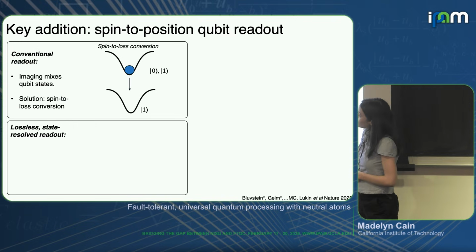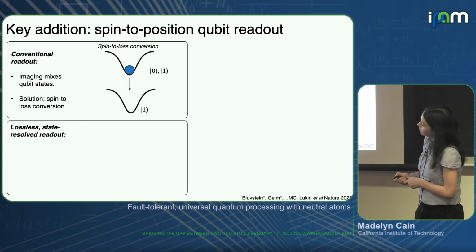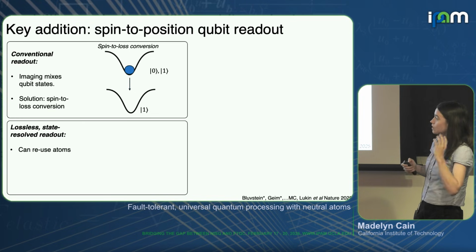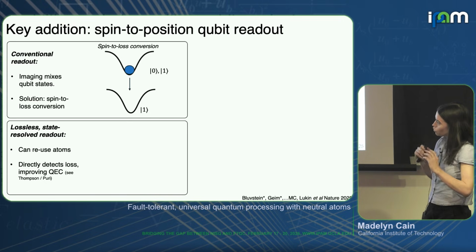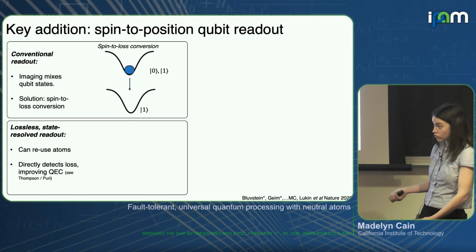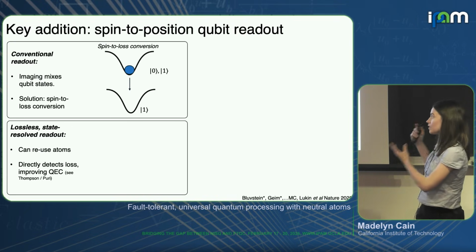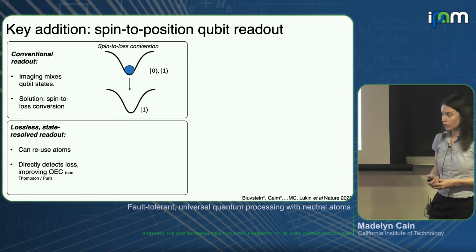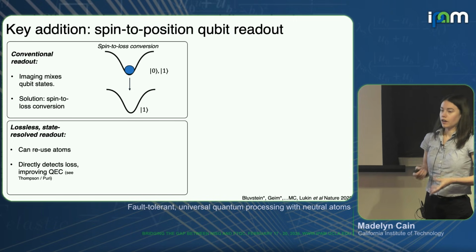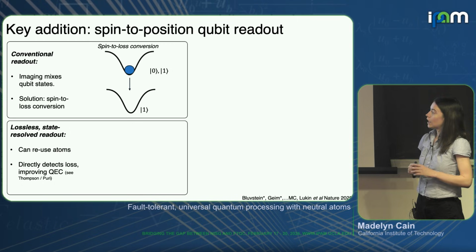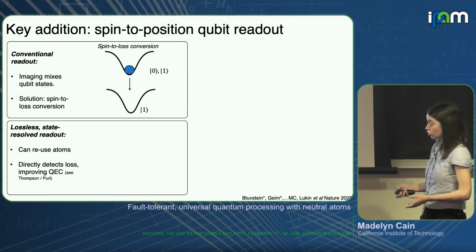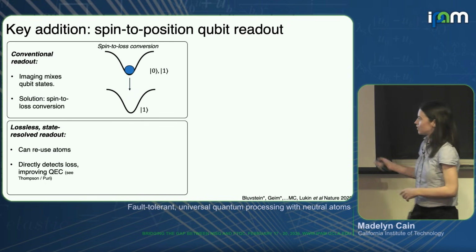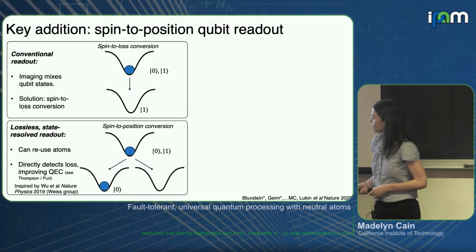So what we upgraded the experiment to do was lossless state-resolved readout. This enables us to reuse atoms once they are imaged. And it furthermore allows us to directly detect whether a qubit was lost during the computation. Now, we'll see that this is very important for quantum error correction, and it's also a huge fraction of our error budget. In atomic systems, atom loss is over half the errors. So it's a huge deal, and something we really need to do a good job detecting and correcting. And if you do a good job, as we'll see, you can actually improve performance.